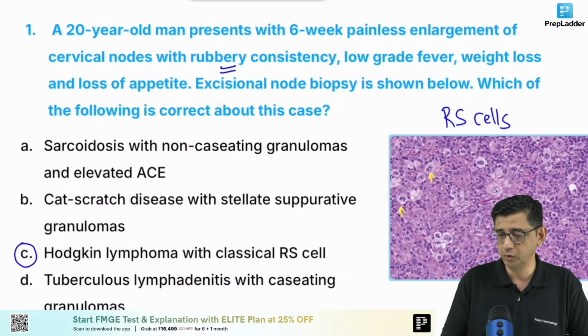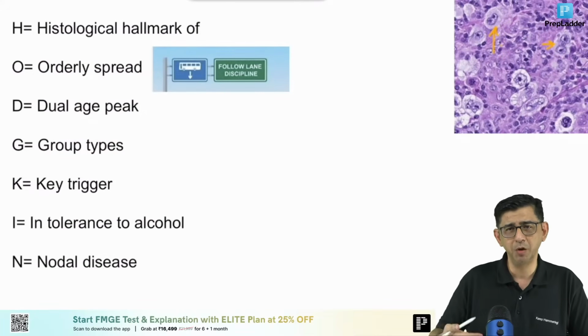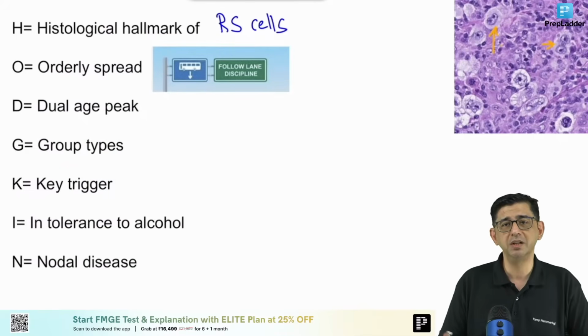So in this particular case, we will be doing a quick practice with respect to Hodgkin's lymphoma. So let's quickly read Hodgkin's lymphoma with the Hodgkin's mnemonic. One is the histological hallmark of Reed-Sternberg cells, which are commonly seen in the Indian variety that is called mixed cellularity.